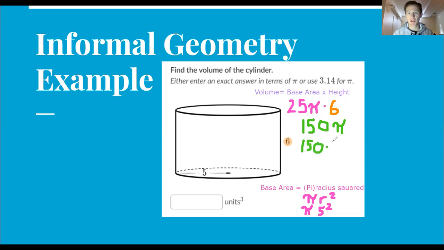times 3.1. That is how that would go down. Either one of these green answers would be correct. Whatever you choose here, I would use the pi because it is less work. You'd actually have to do the computation for the approximation, and really, who wants to do more math?